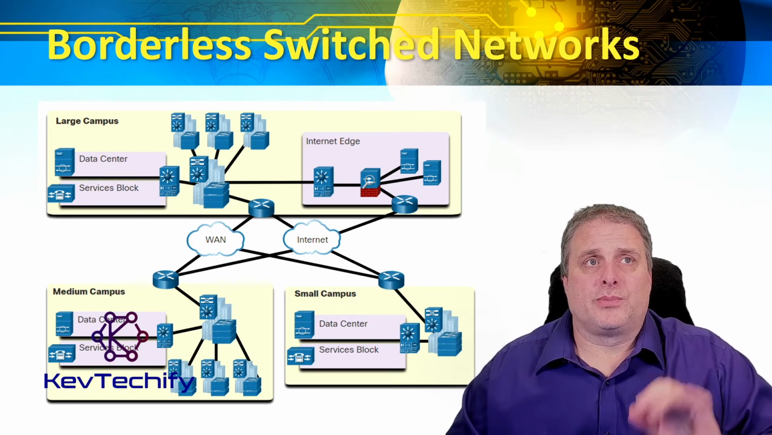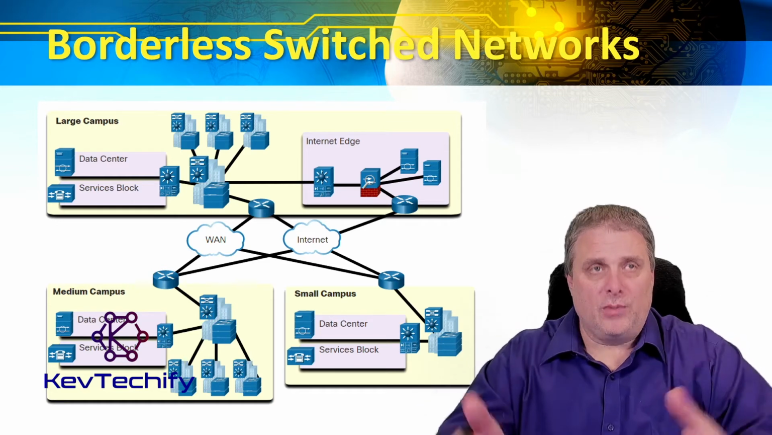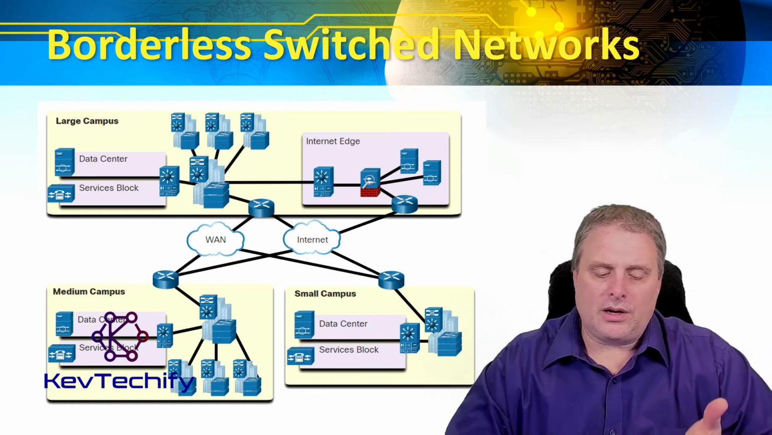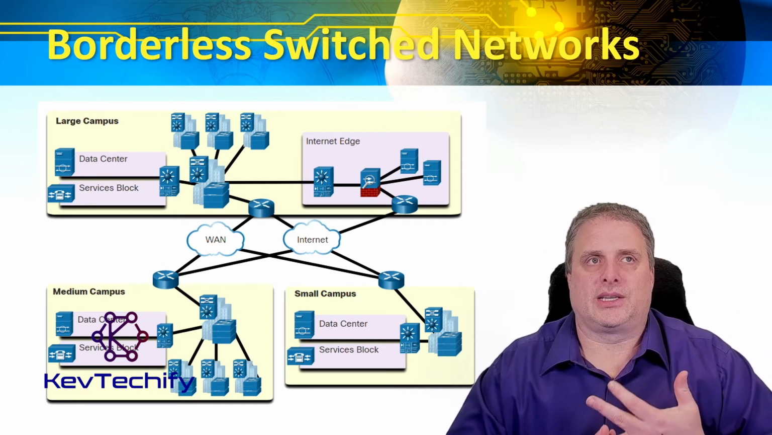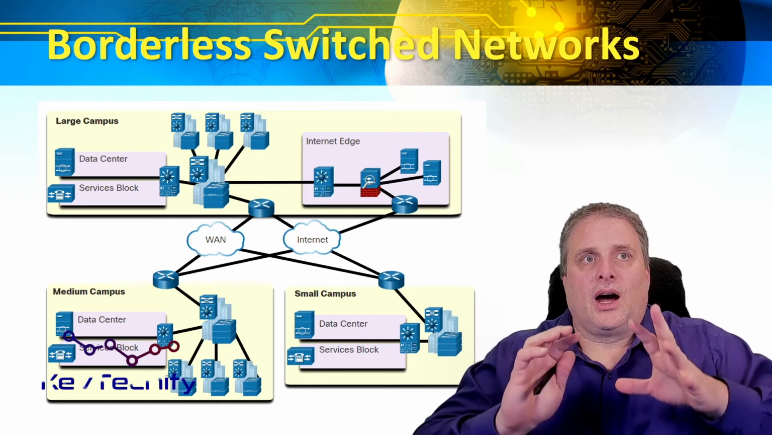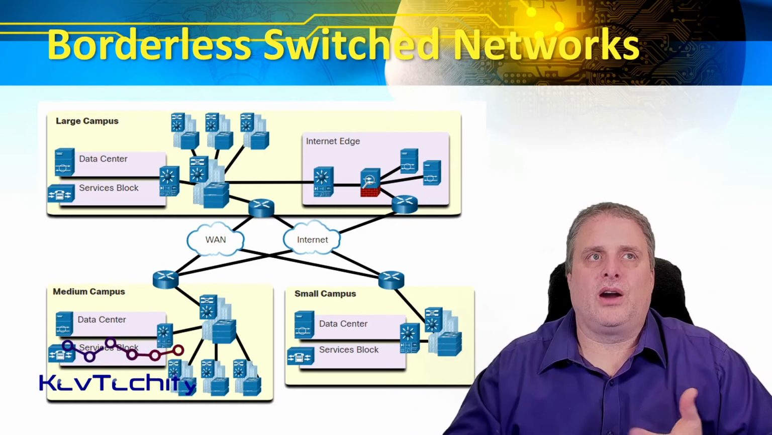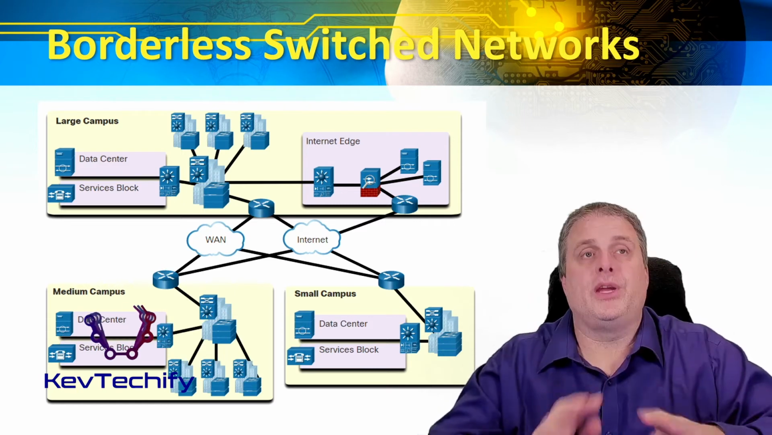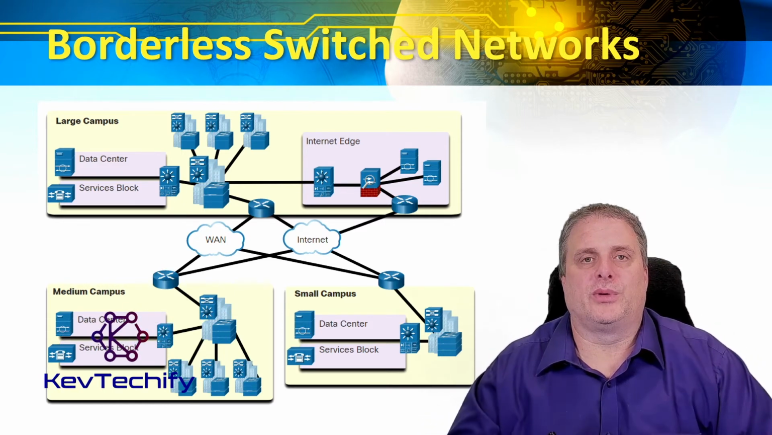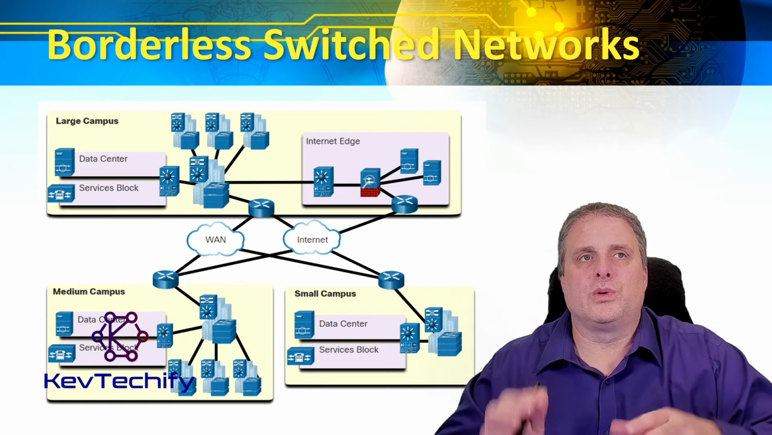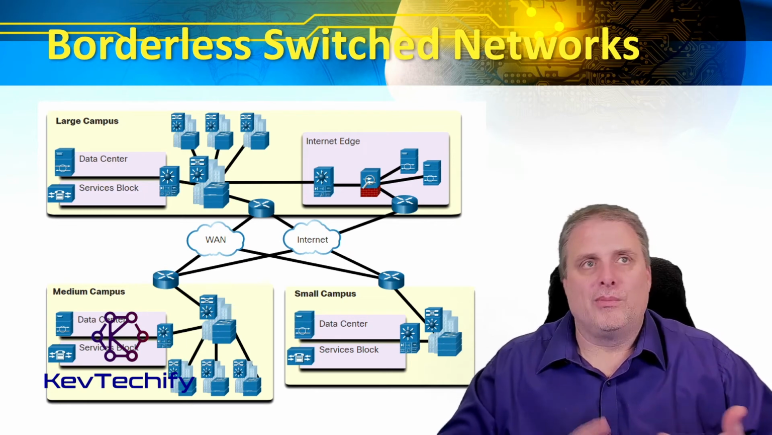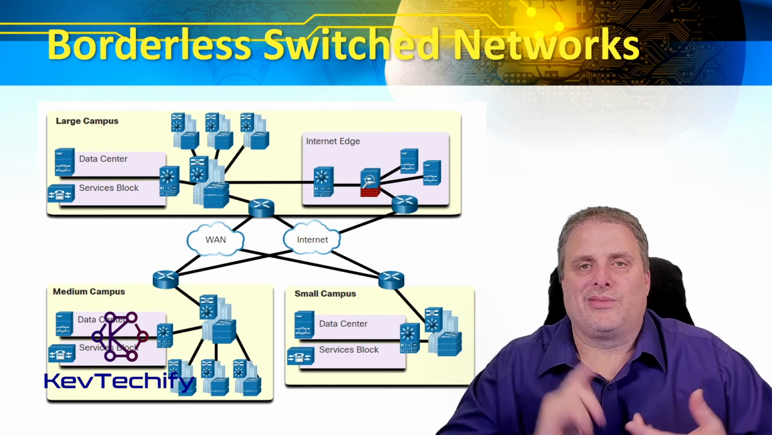Borderless switch networks provide a framework here. It's a framework to unify your wired and wireless access. It's built on a hierarchical infrastructure of hardware that should be resilient and scalable. Now, these borderless switch networks are hierarchical, modular, resilient, and flexible.